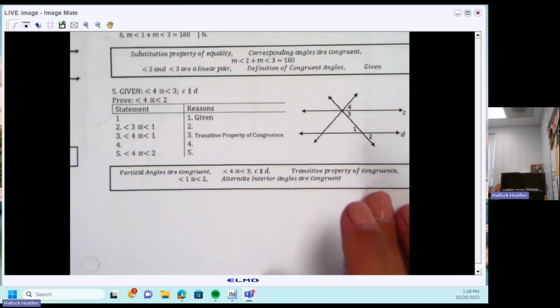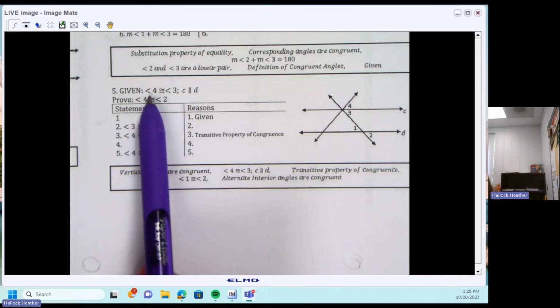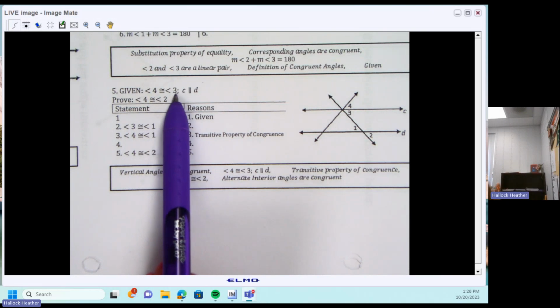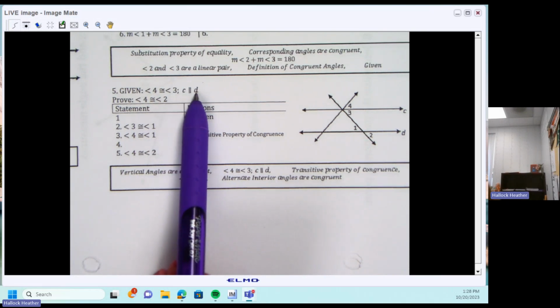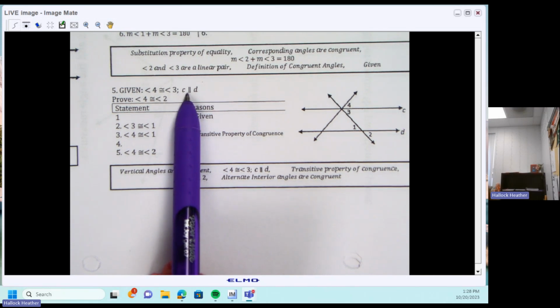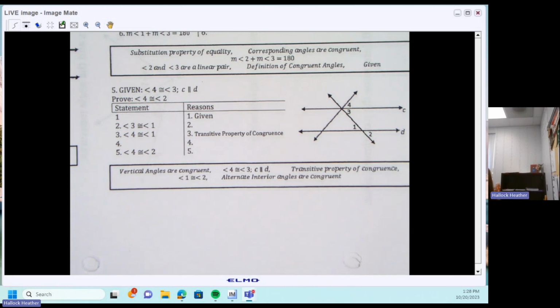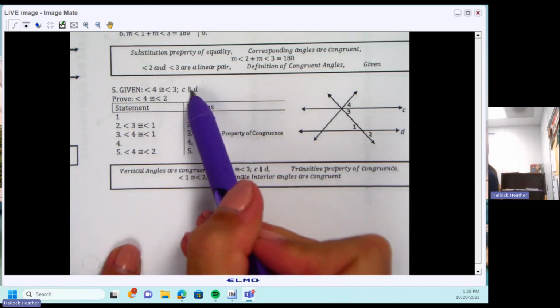So 5 says, given angle 4 is congruent to angle 3. It also says that the given is C is parallel to D. So line C is parallel to D. That's what the two lines next to each other mean, is parallel, meaning they never cross. Remember, if they give you an upside down capital T, that's perpendicular. So that's creating a 90-degree angle. So these are parallel.